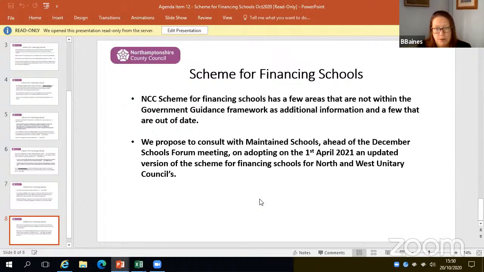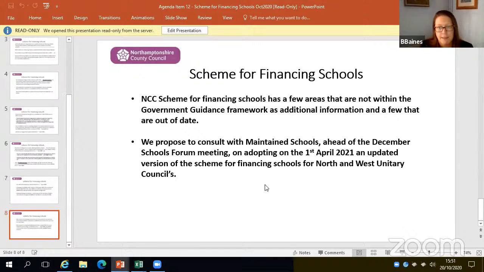NCC scheme for financing schools has a few areas that are not within the government guidance framework as additional information, and a few that are out of date. So we propose to consult with maintained schools ahead of December Schools Forum meeting on adopting the 1st of April 2021 updated version, and we'll send that out between now and December and then come back to have that voted on and agreed by maintained schools in December.